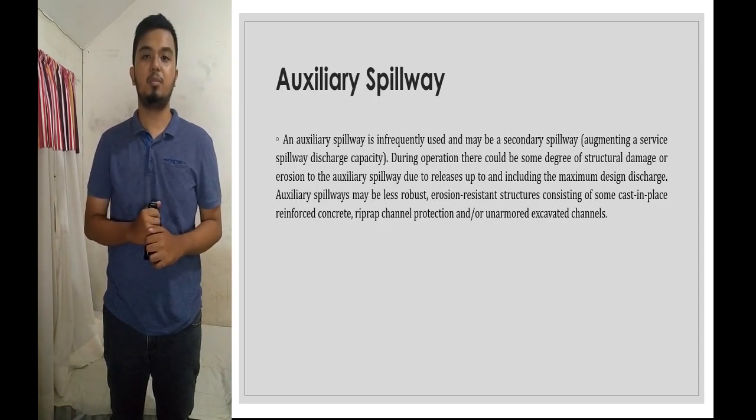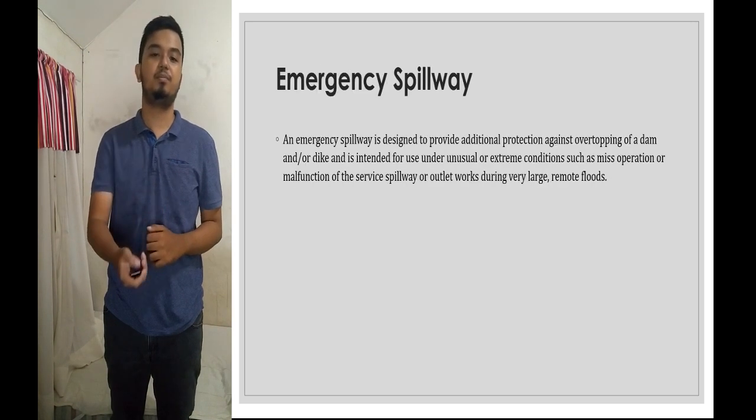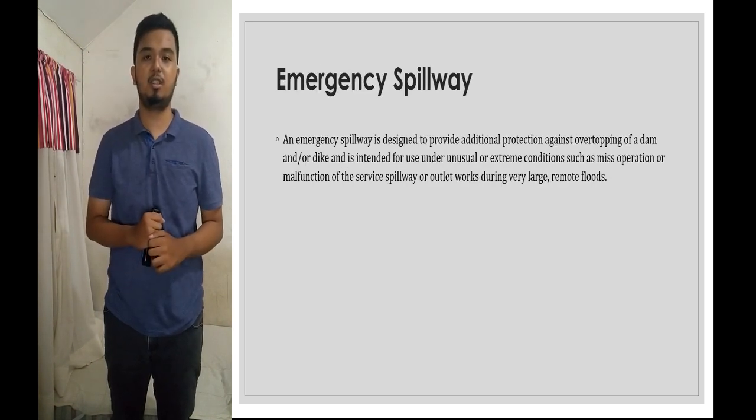Next is the auxiliary spillway. It is infrequently used and may be a secondary spillway. During operation, there could be some degree of structural damage or erosion to the auxiliary spillway due to releases up to and including the maximum design discharge. Auxiliary spillways may be less robust, erosion-resistant structures consisting of some cast-in-place reinforced concrete, riprap channel protection, and/or unarmored excavated channels. So next is the emergency spillway.